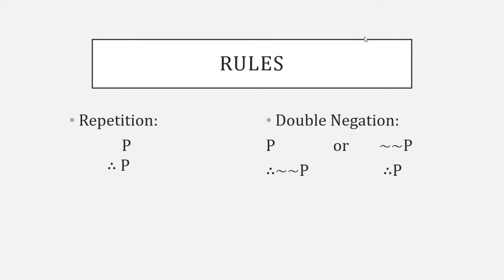Okay, so here are the rules. We're going to start slow. We're going to have three rules to start with. Sorry, four rules. We got four rules to start with.